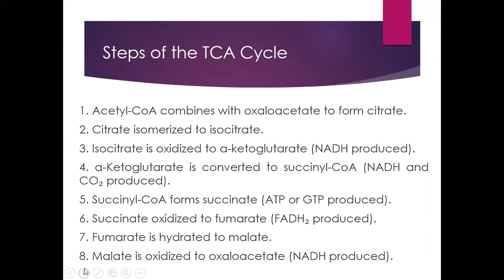Succinyl-CoA forms succinate and produces GTP or ATP. Succinate is oxidized to fumarate and produces FADH2. Fumarate is hydrated to form malate, while malate is oxidized to oxaloacetate, and another molecule of NADH is produced. Now, if you look at the steps, you would see that three molecules of NADH are produced, a molecule of FADH2 is produced, and a molecule of ATP or GTP is produced.